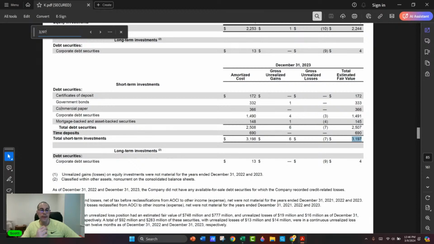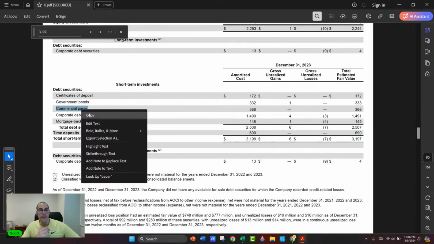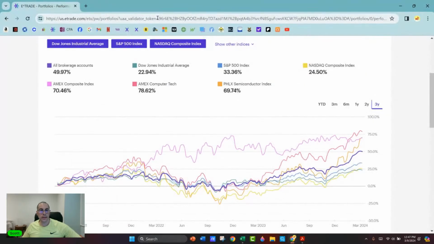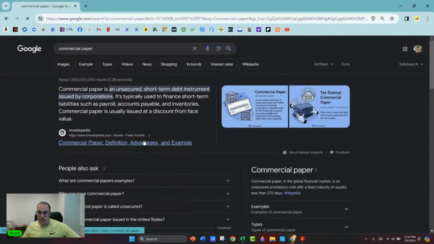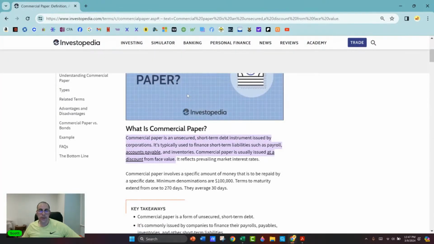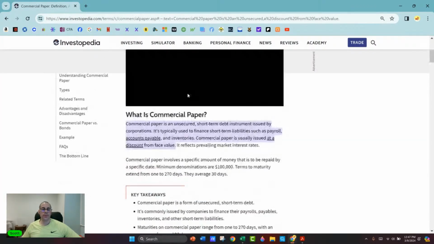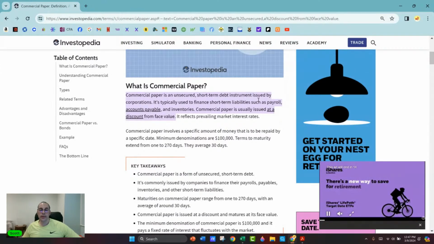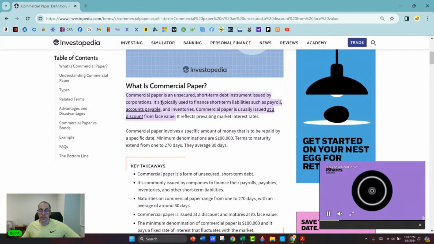So if somebody ever asks, and you're not sure what commercial paper is, you just search Investopedia. I think it's the best. It's the clearest. Then you just search commercial paper and you read that commercial paper is an unsecured short-term instrument issued by corporations. That makes sense to me.